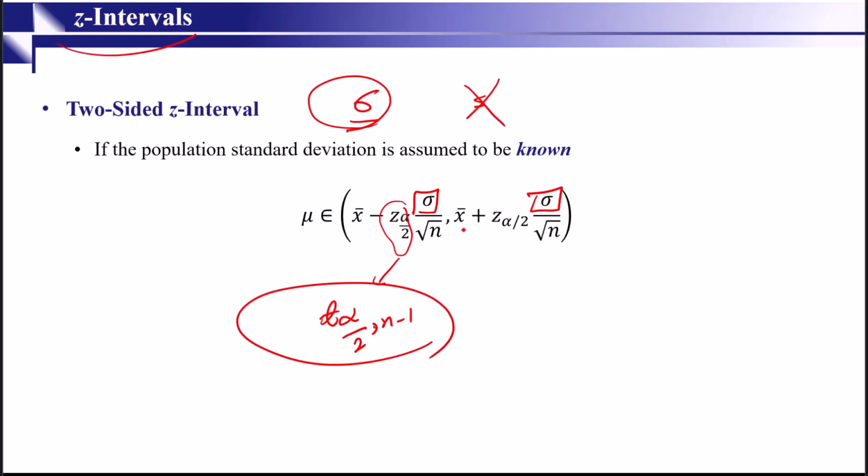Once again, if an experimenter wishes to construct a confidence interval for a population mean mu based on a sample size of n and sample mean x bar, using an assumed known value of population standard deviation sigma, then the appropriate confidence interval is mu between x bar minus these values and x bar plus these values. This is known as the two-sided z interval or known-variance confidence interval.